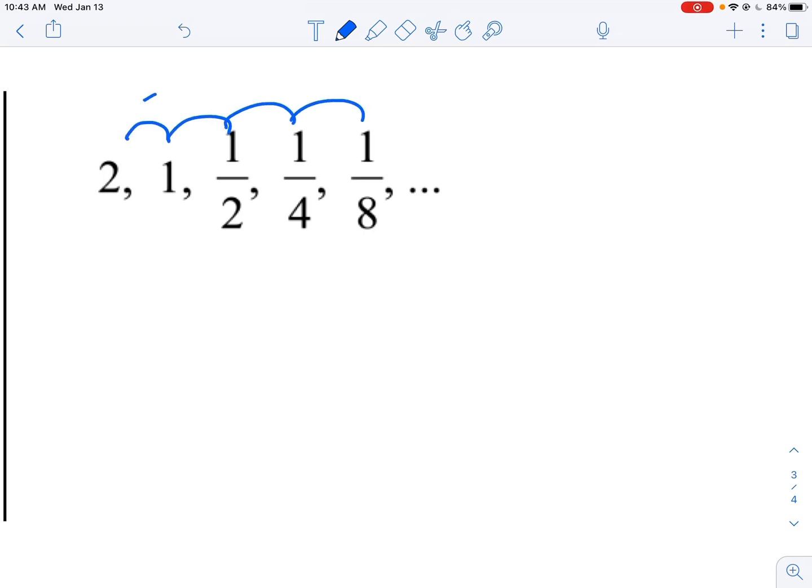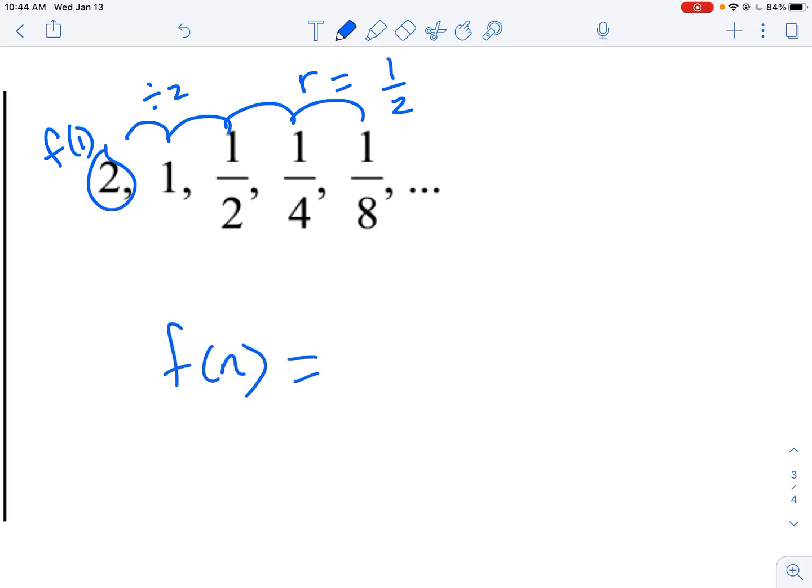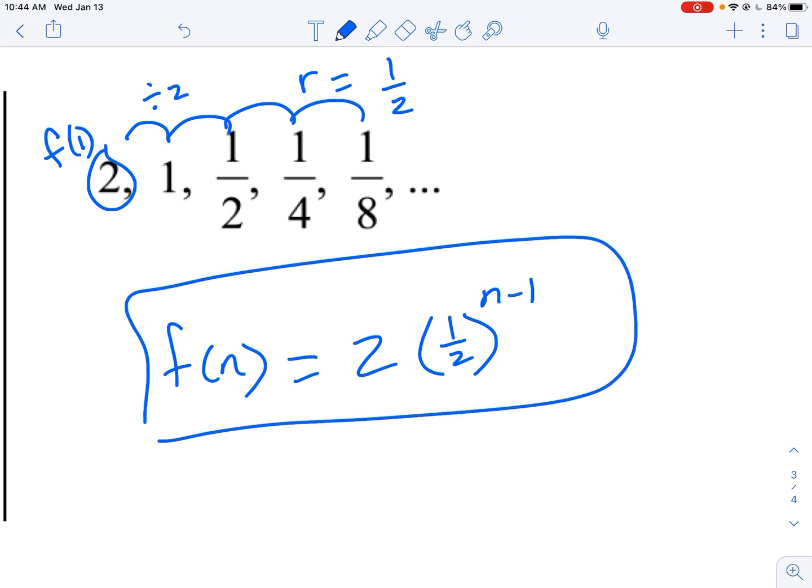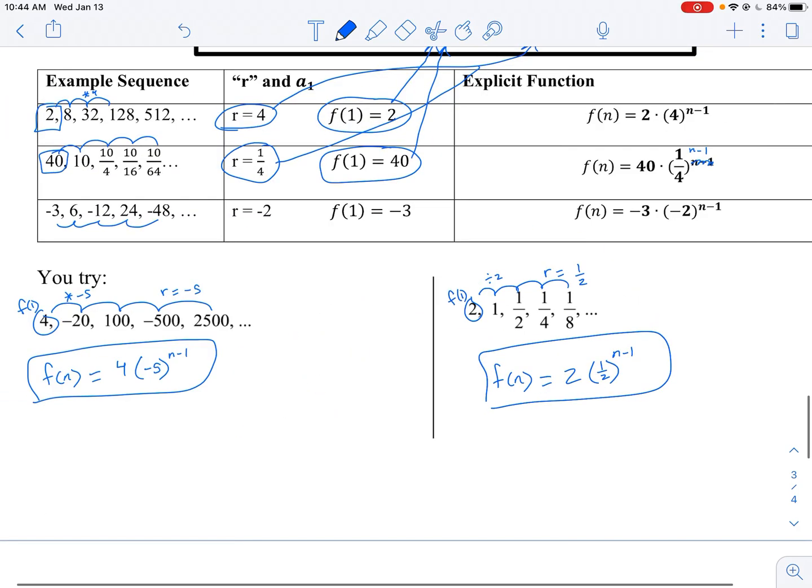Alright, the pattern here is divide by 2, which means our common ratio is going to be 1/2. Timesing by 1/2 is the same thing as divide by 2. And then over here, we have our first term of our sequence being 2. And so I can write out my function f of n equals starting number times 1/2, common ratio, to the n minus 1 power. And ta-da, this is done. And there's no simplifying. So there you go.